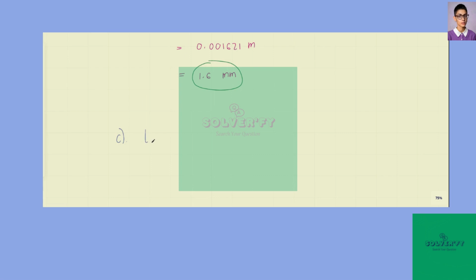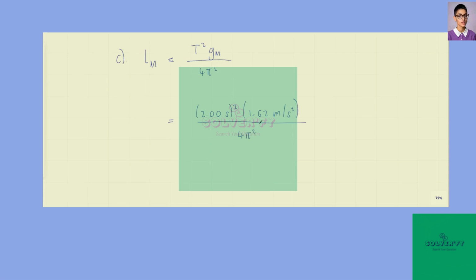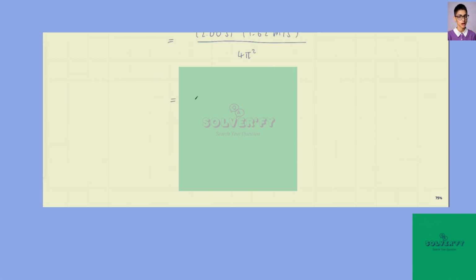Lastly, for the moon, the length of this pendulum, L_m, is equal to the period squared, T squared, times the gravitational acceleration of the moon, g_m, over 4 pi squared. And so again, this is a period of 2 seconds squared times the gravitational acceleration on the moon of 1.62 meters per square second, divided by 4 times pi squared. And so calculating, we get the length of this pendulum on the moon to be 0.164 meters.